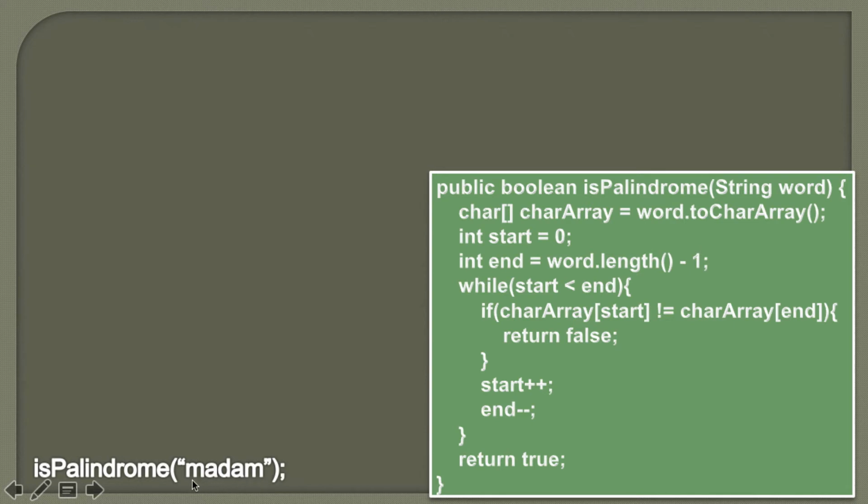By the looks of it you can see that madam is a palindrome string, because if we reverse madam and compare it with the original string, they both are equal. So let's see how we can figure out whether madam is a palindrome or not. The string word will hold the value madam.